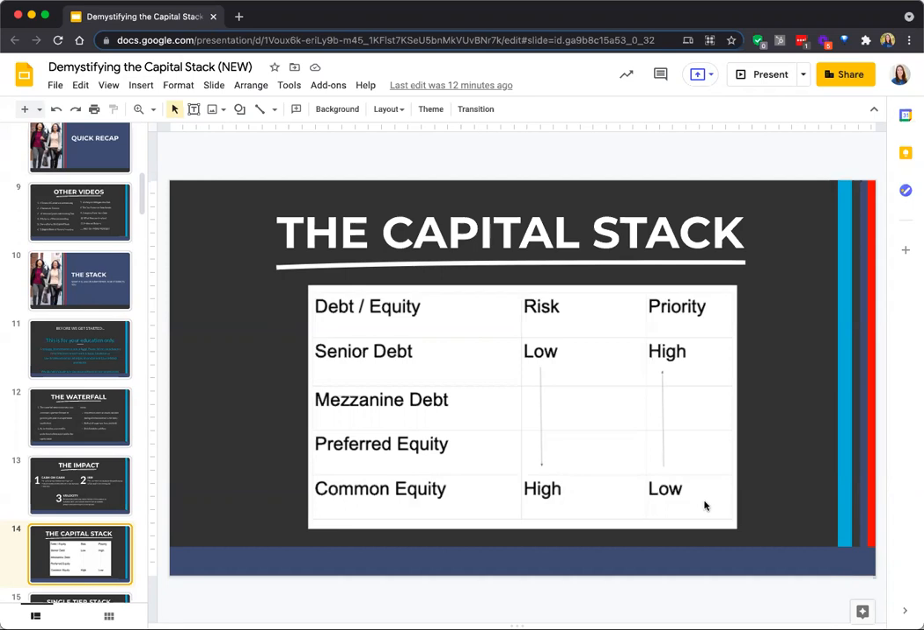So if you have a very extreme low risk tolerance and you just want to get a check every single month, you might think about just being in a debt position on an asset. But if you're looking to actually accelerate the growth of your portfolio, just know that these higher returns take on a little bit higher risk and a lower priority in the payment on the capital stack.